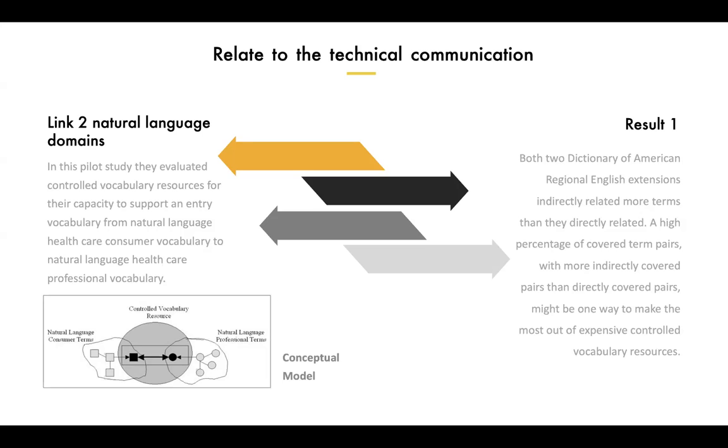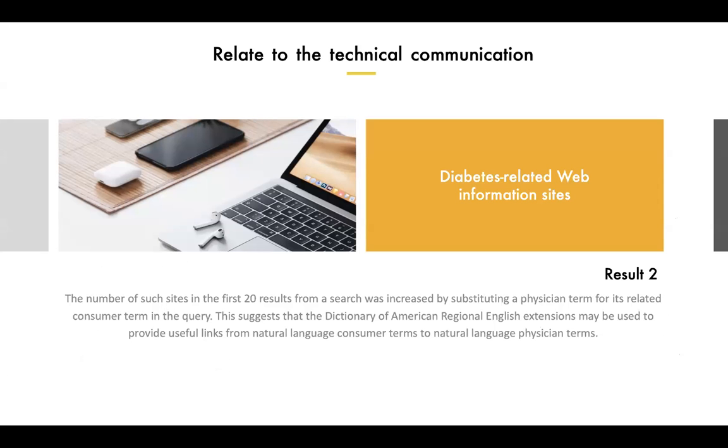And this is a conceptual model. We have two results. First, a high percentage of covered term pairs, with more indirectly covered pairs than directly covered pairs, might be one way to make the most out of expensive controlled vocabulary resources. Second, when they researched diabetes-related websites, they found that the number of such sites in the first 20 results from a search was increased by substituting a physician term for its related consumer term in the query.